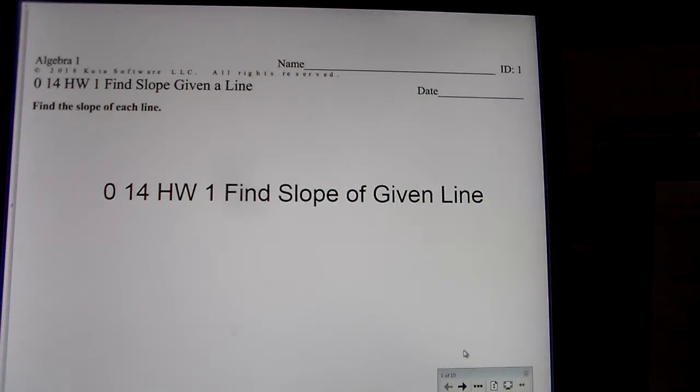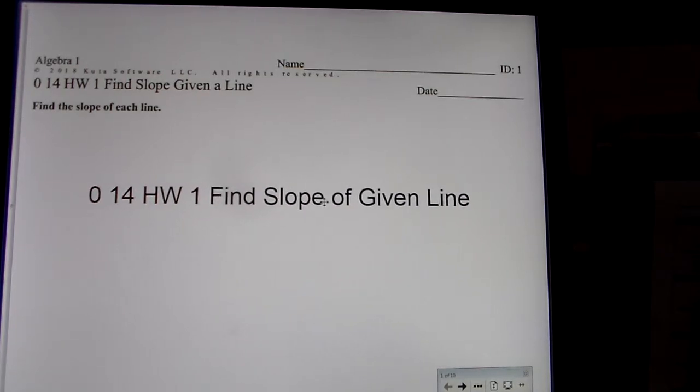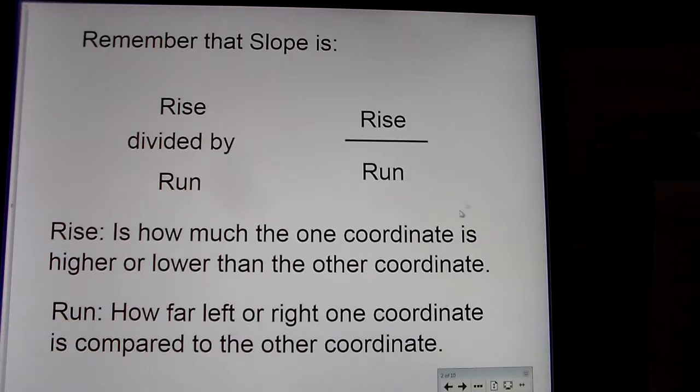All right, ladies and gentlemen, we're going to go over O14 HW1, find slope of a given line. Some things to remember. Remember that slope is rise divided by run, aka rise over run, how you can see it here too.